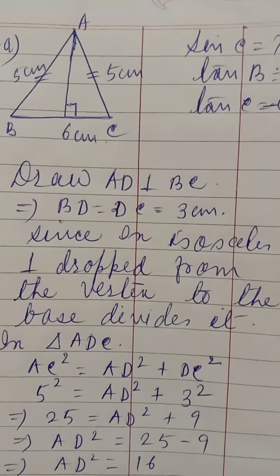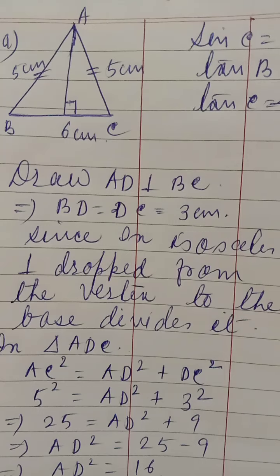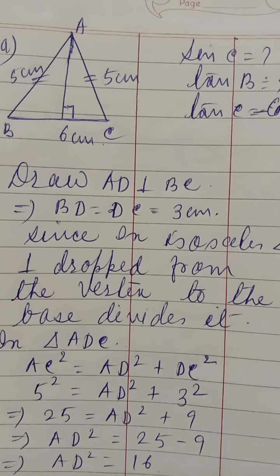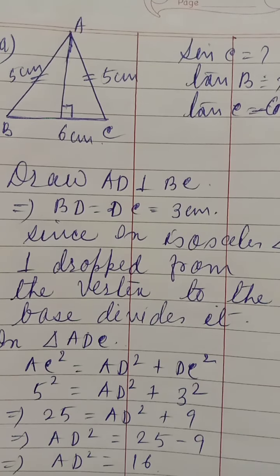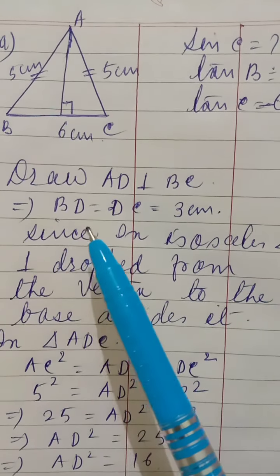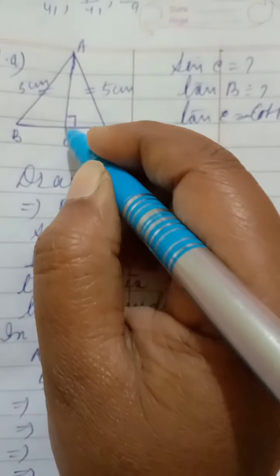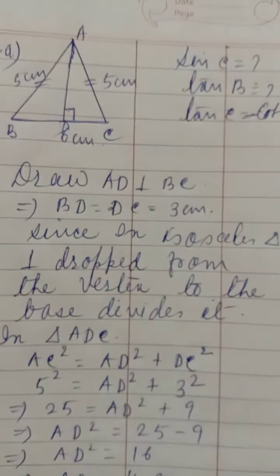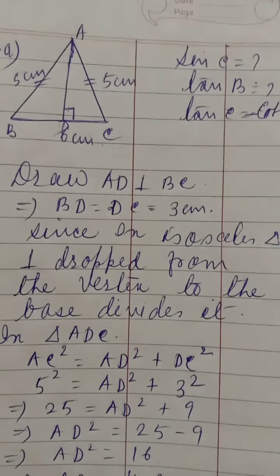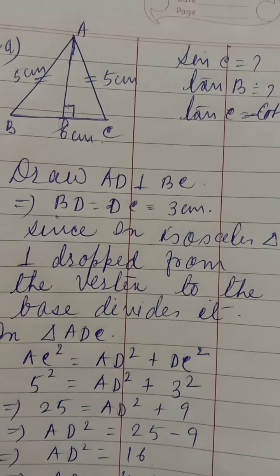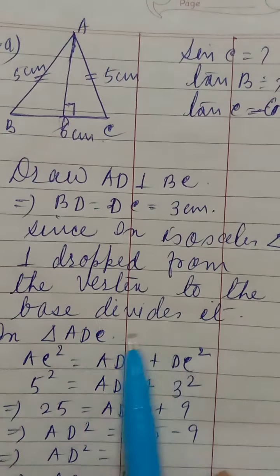So why is the perpendicular drawn? Because we need the right angle triangle, and if we do so, we will find BD is equal to DC, 3 cm, if we name it as D. So now why are BD and DC equal to 3 cm?